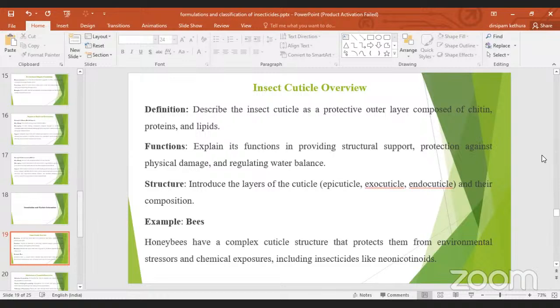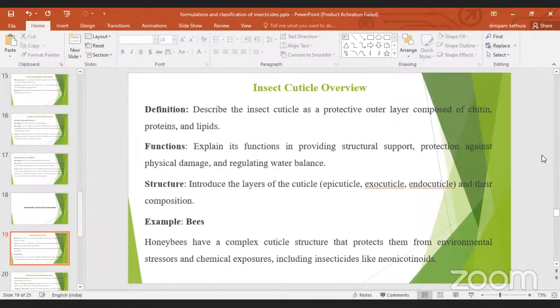The next one is insecticides and cuticle. The first one, if you could see the definition, it describes the insect cuticle, which acts as a protective outer layer, which is very thick, composed of chitin, proteins, and lipids. This is the composition of the cuticle layer, the outermost layer on the insects. It provides structural support to the insect, protects against physical damage, and regulates the water balance too.